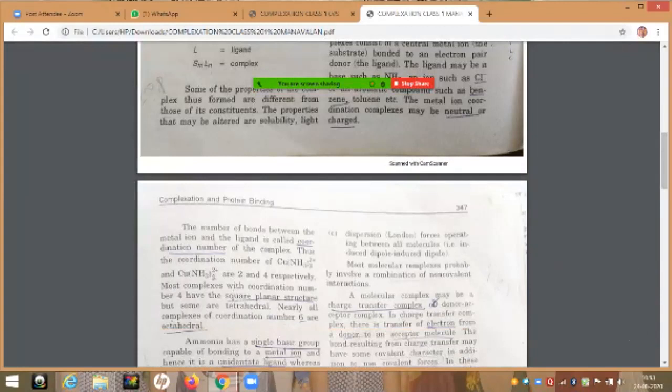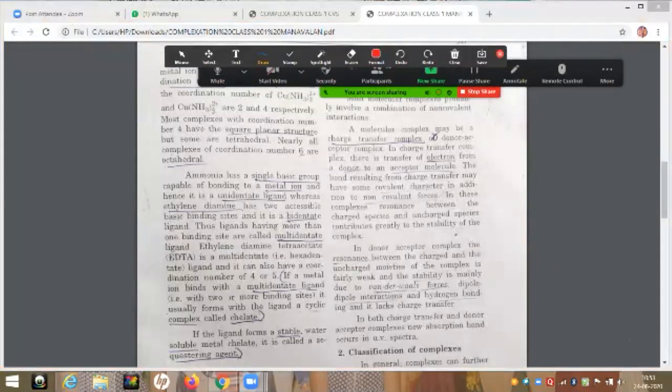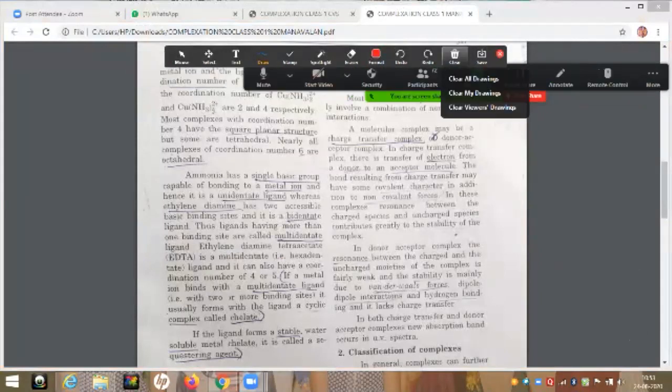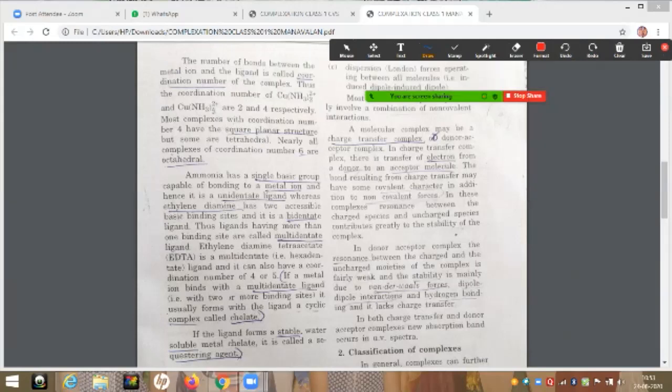And here another important topic is the number of bonds between the metal ion and the ligand, which we call the coordination number. Coordination number means the number of bonds. For example, there I showed that M is surrounded by 4, which means its coordination number is 4.